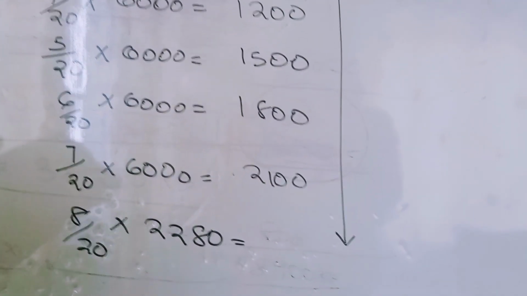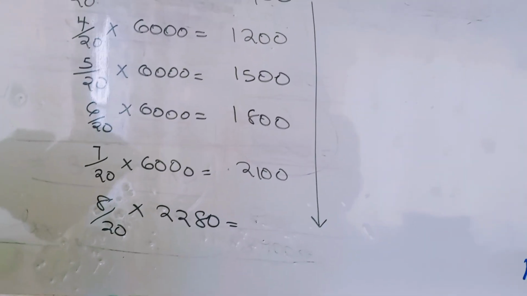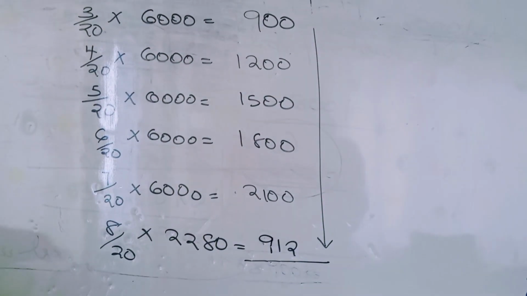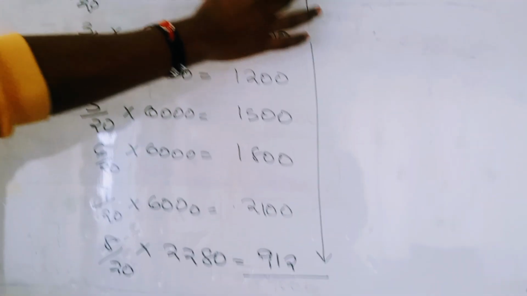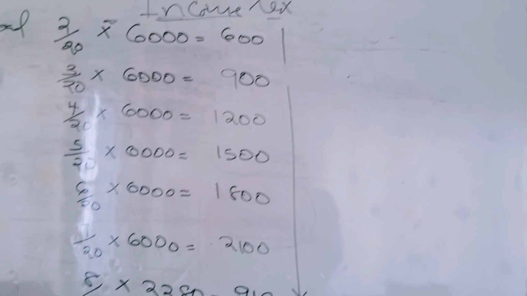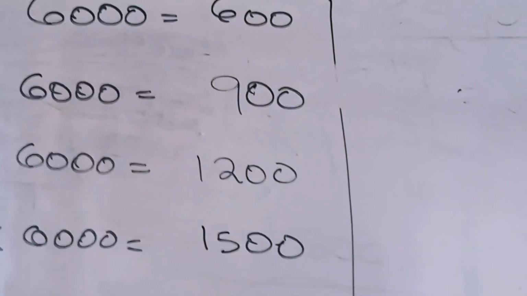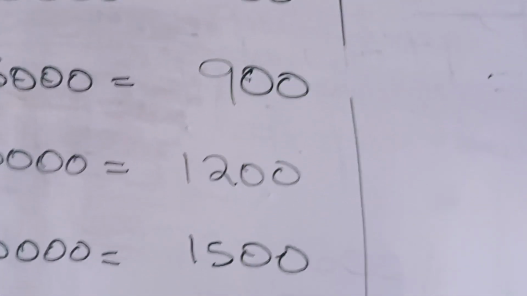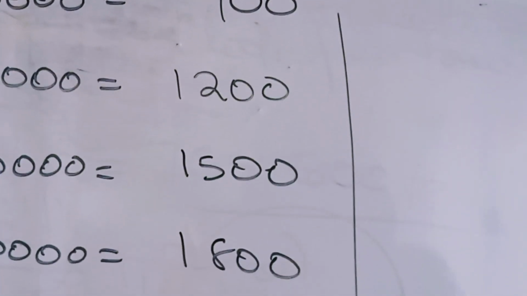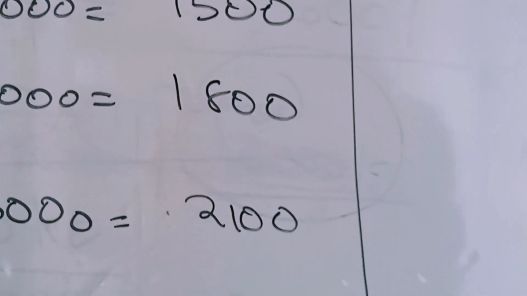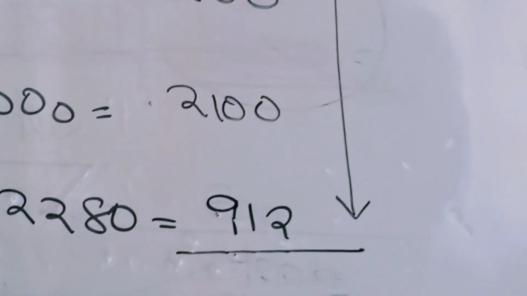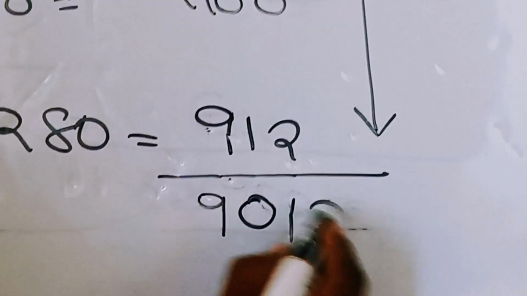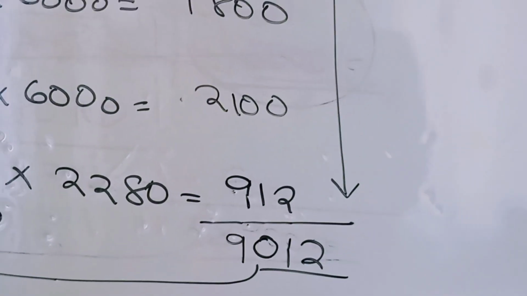Let's tax that one and see. The answer multiplied by 8 divided by 20. We get the tax in that band as 912. You can confirm that. Then I'm going to get the sum of all these so that you can get all the accruing tax. So we have 600 plus 900 plus 1200 plus 1500 plus 1800 plus 2100 plus 912. The total, what you call the gross tax, is 9,012.